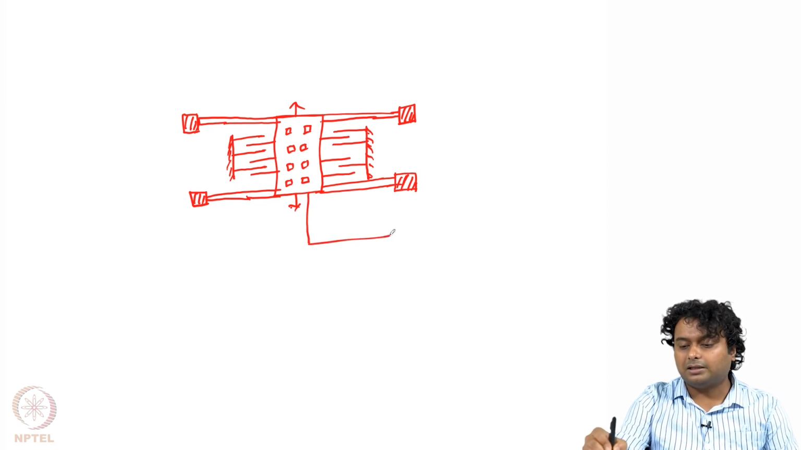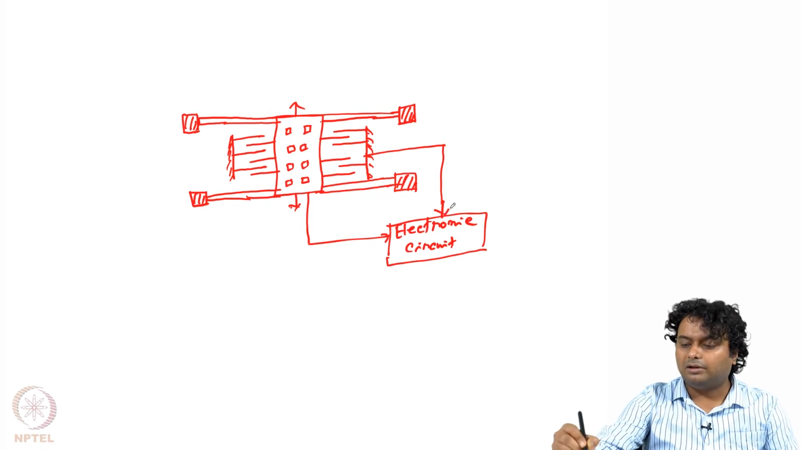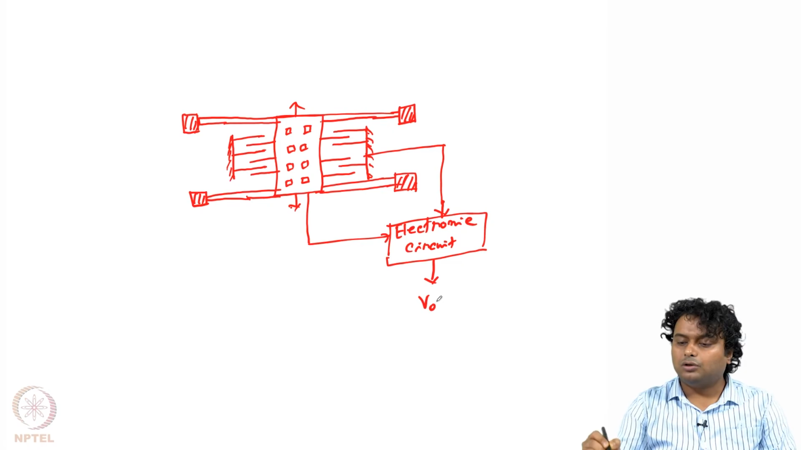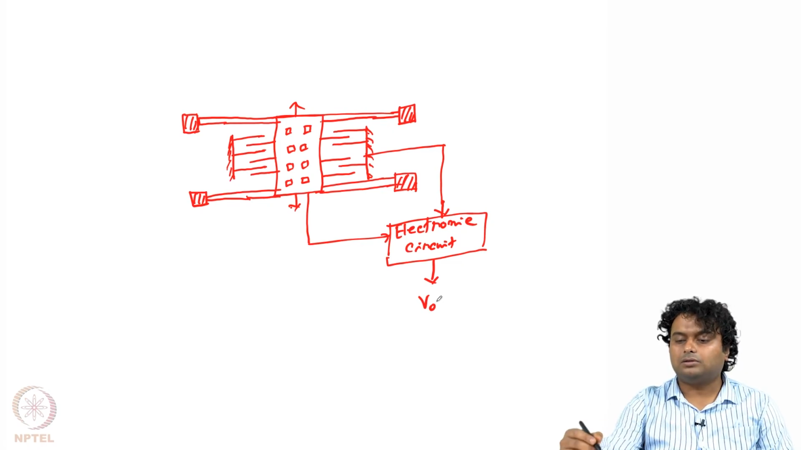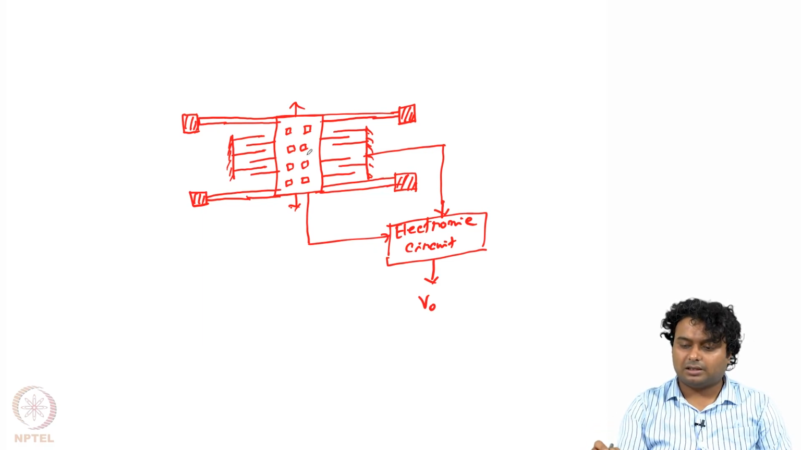So this will be connected to an electronic circuit that will give an output voltage V0, which will be related to the change in the capacitance, which is in turn related to the deflection or how much the acceleration is. Accordingly we can measure the acceleration using this kind of accelerometer.